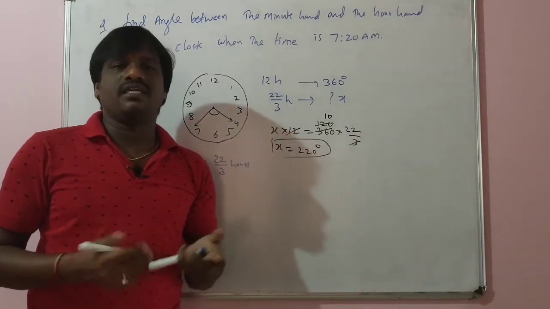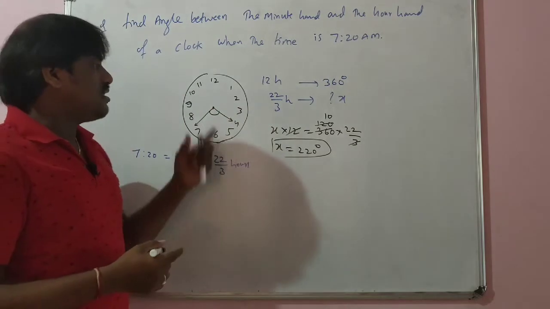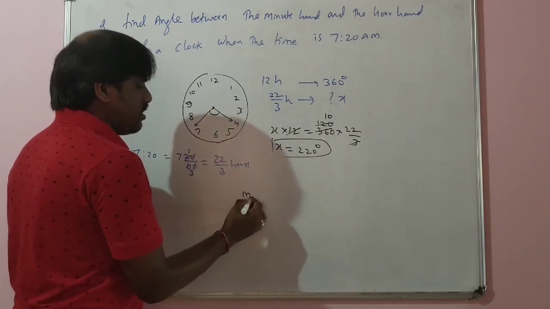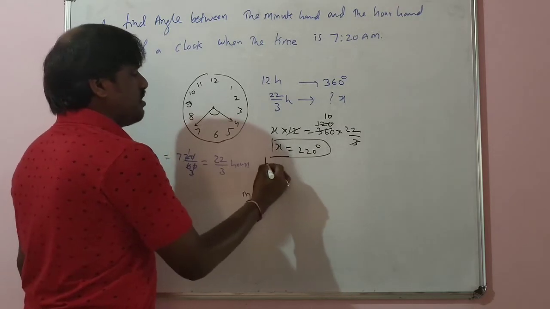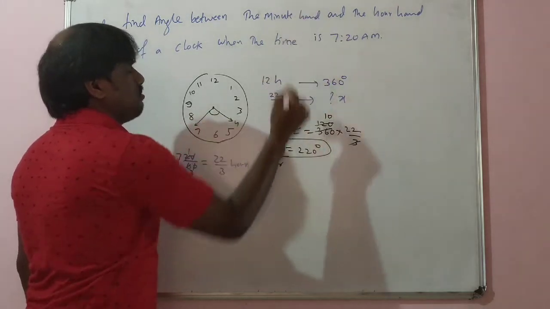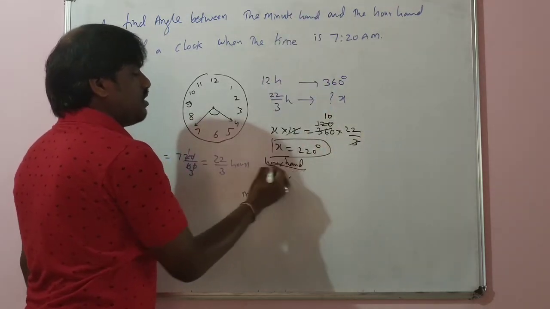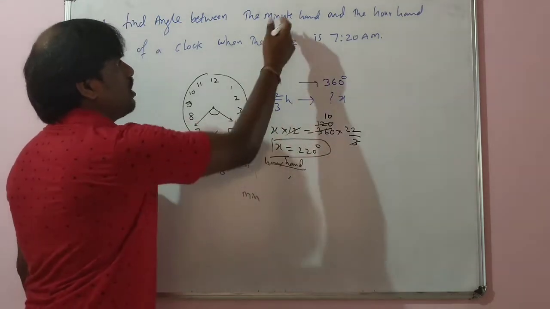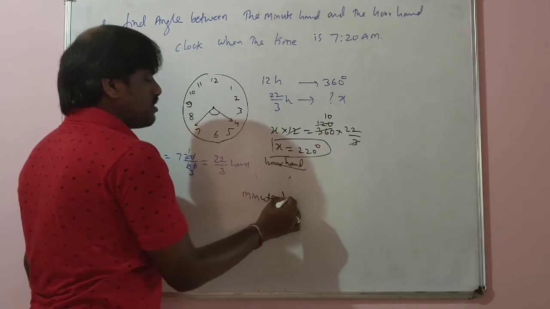The hour hand is making how many degrees? 220 degrees. Let us discuss the minute hand. That was about the hour hand, which is making 220 degrees. So how much will the minute hand make? That is what you have to find.